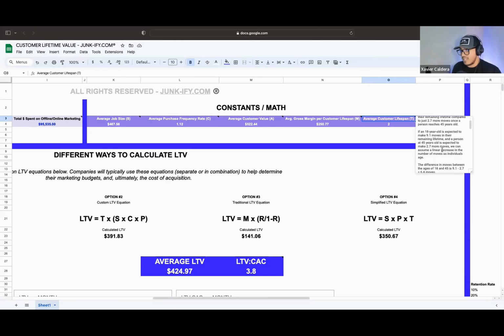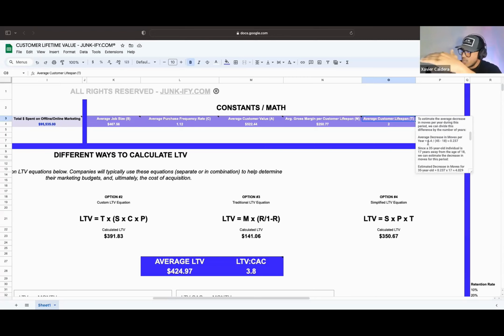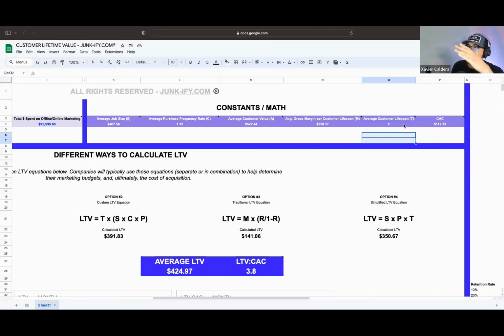If an 18 year old is expected to make 9.1 moves in their remaining lifetime, and a person at 45 years old is expected to make 2.7 more moves, we can assume a linear decrease in the number of moves as individuals age. So the difference in moves between the age of 18 and 45 is 9.1 minus 2.7, that's 6.4 moves. So now, to estimate the average decrease in moves per year during this period, we can divide this difference by the number of years. So basically, it calculates how many times potentially somebody can move in the United States compared to their age and their demographic, and it's around 1.7, around 2. That's basically how you calculate. If you acquire one client today, potentially you will serve that client for up to 2 years.